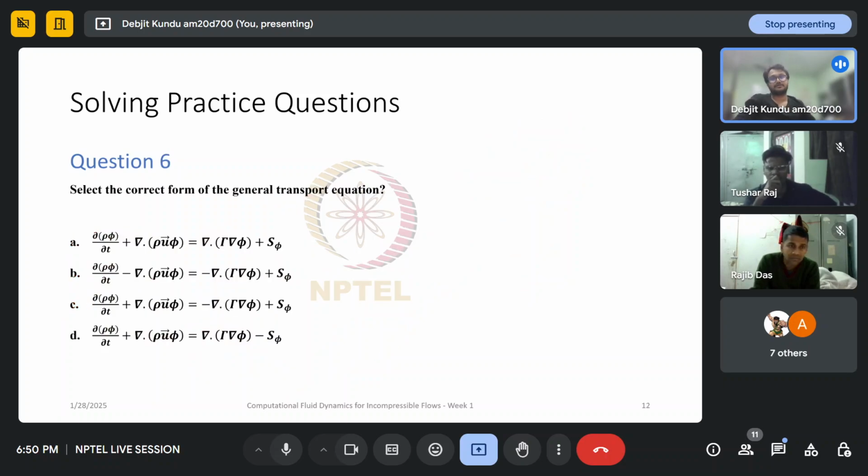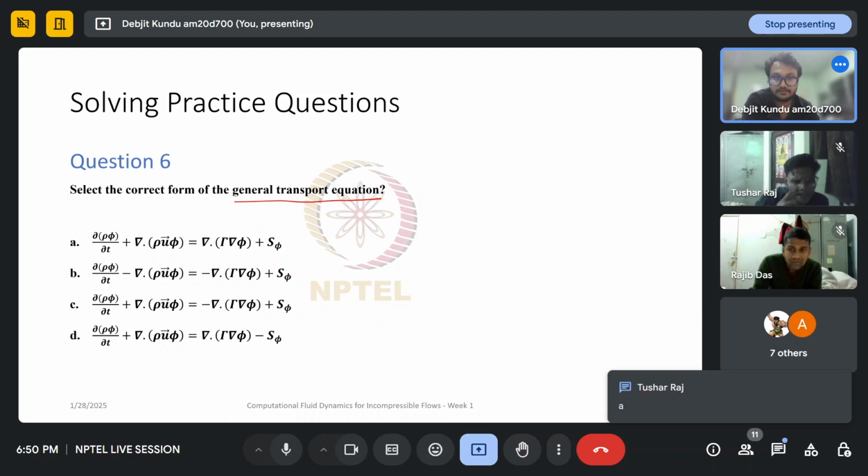We'll move on to question number 6 now. Select the correct form of the general transport equation. This actually comes from a differential form of the Reynolds transport theorem, and this is what forms the backbone of all the governing equations in fluids and solids also in general. Okay, so we have a response in favor of option A, option A again, option A. Okay, we have a heavy inclination towards A.